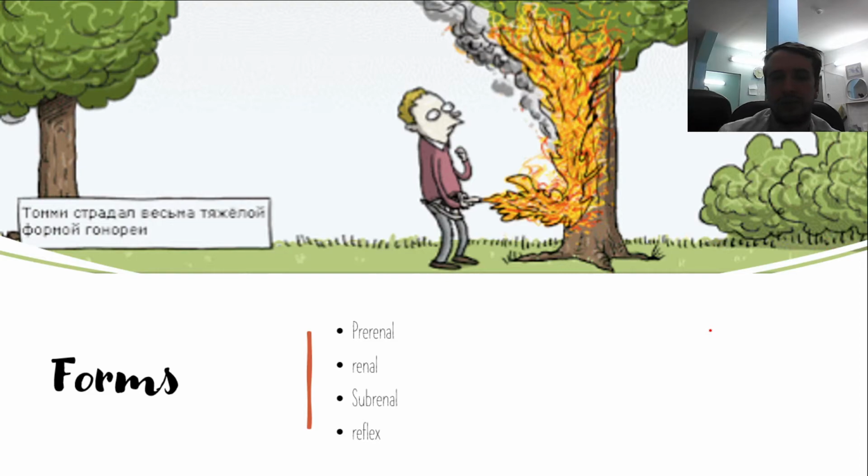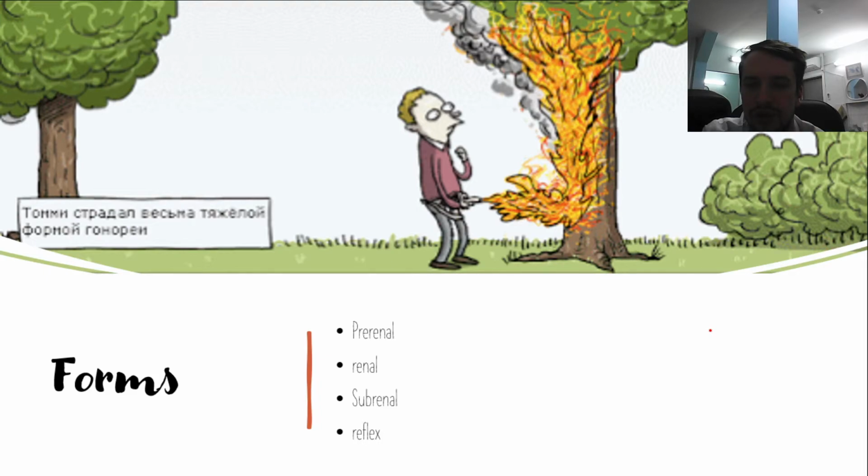Prerenal, renal, subrenal, and reflex. Prerenal, which occurs when there is insufficient blood flow to the kidneys, for example, thrombosis, embolism, inferior vena cava, renal vessels, shock. Acute heart failure, acute blood loss.